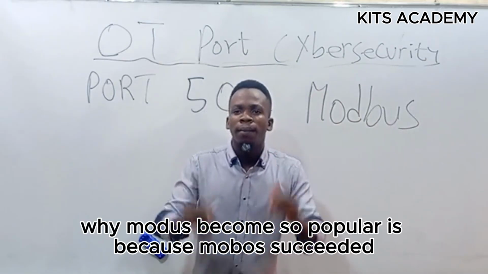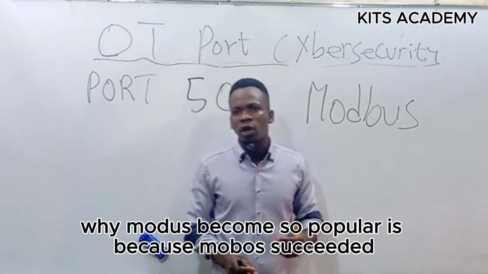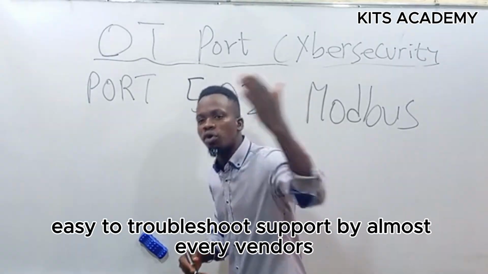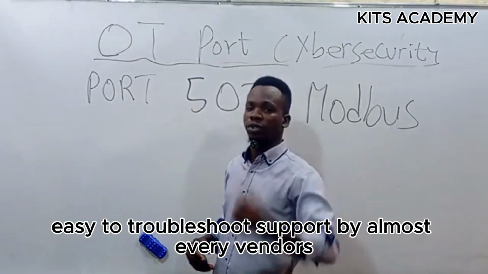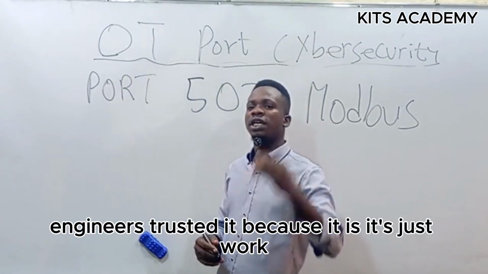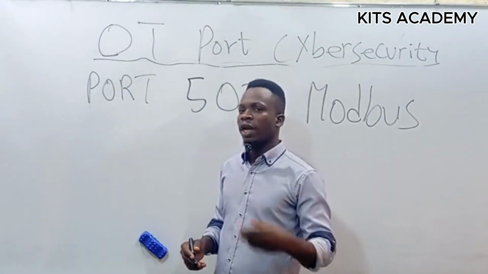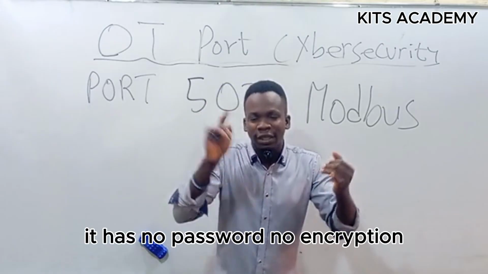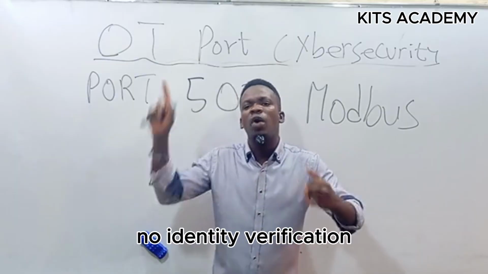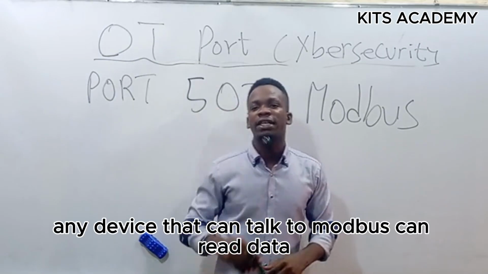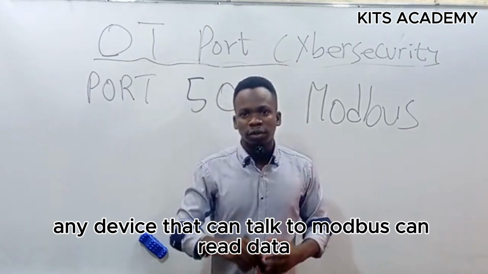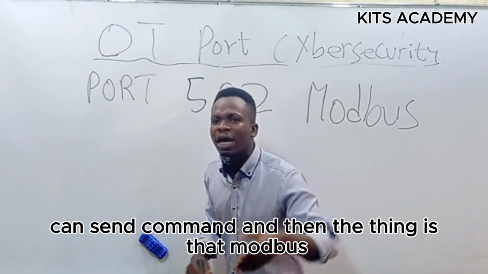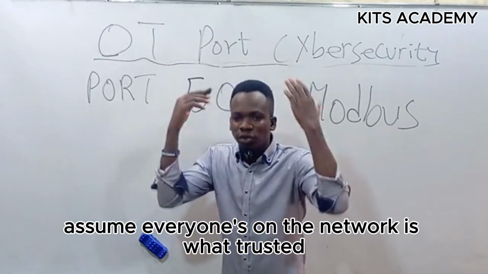502. Why did Modbus become so popular? Modbus succeeded because it is easy to implement, easy to troubleshoot, and supported by almost every vendor. Engineers trusted it because it just works. The big problem is that Modbus trusts everybody. It has no password, no encryption, no identity verification. Any device that can talk to Modbus can read data and send commands, and Modbus assumes everyone on the network is trusted.